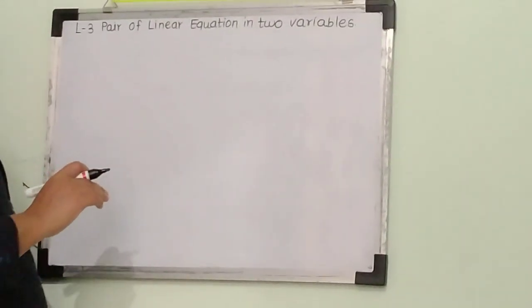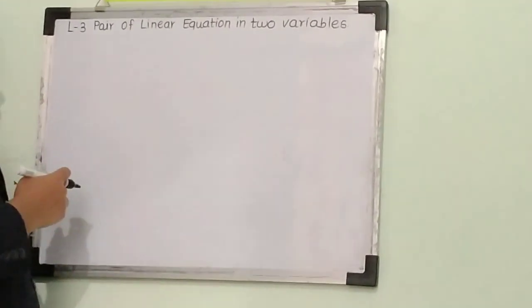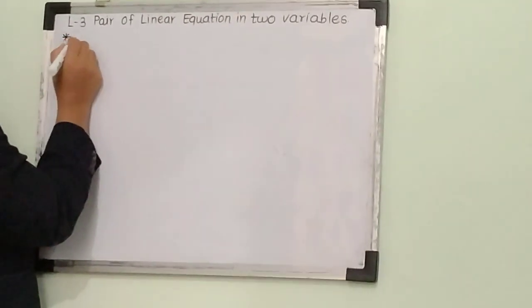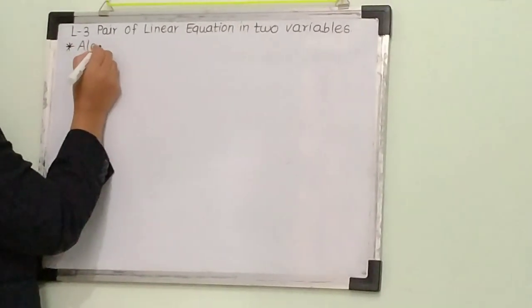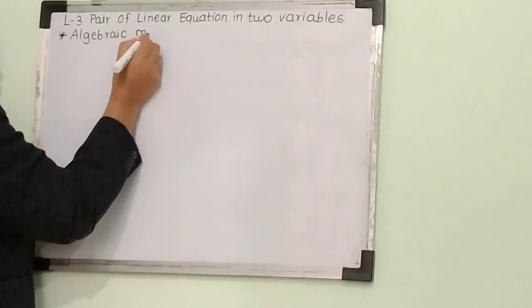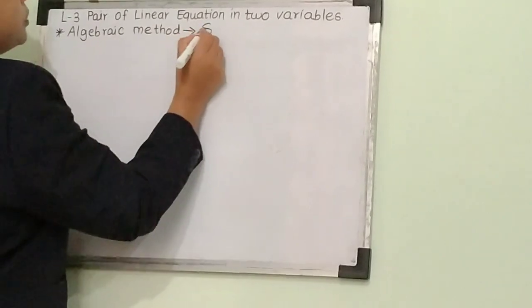Now we have learned the graphical methods and conditions. Now we are going to move ahead to the algebraic methods. Again we can say that there are three methods. First we are going to see the substitution method.